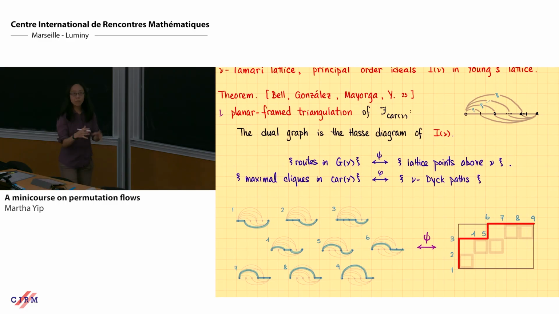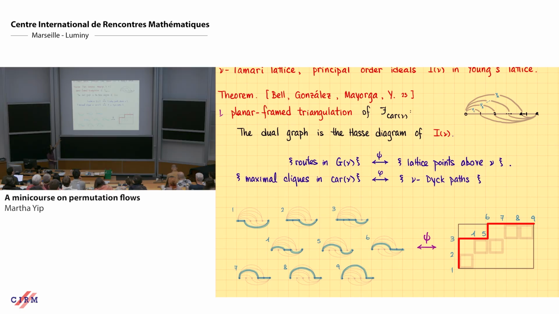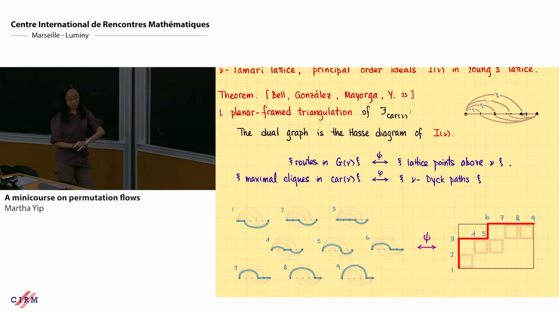But we know that maximal cliques are a collection of coherent routes. So what does it mean to just take a coherent route and plot every single one of these routes as a lattice point? The coherency condition translates to Dyck paths. For example, this is a maximal clique, and using however many north and east regions it covers, the correspondence gives me a Dyck path like that.